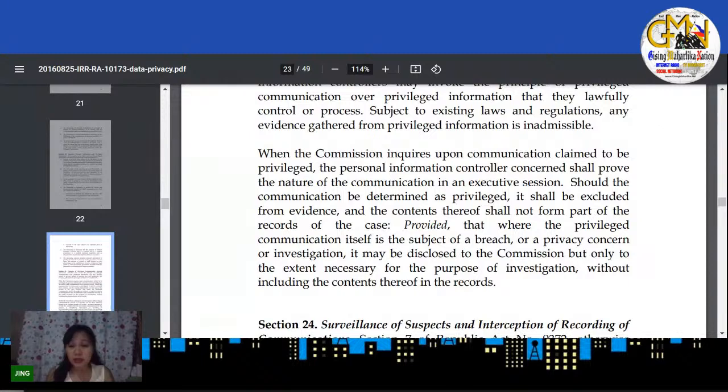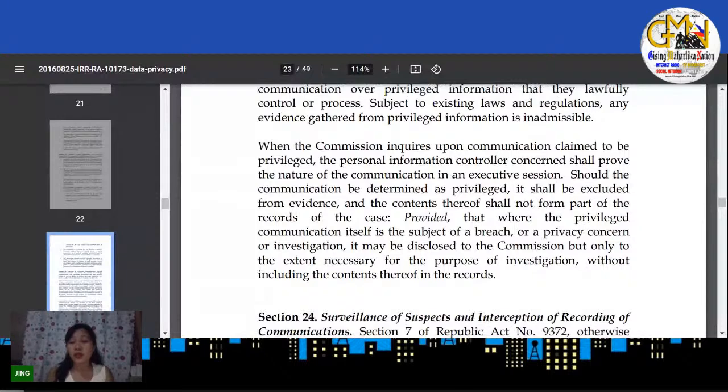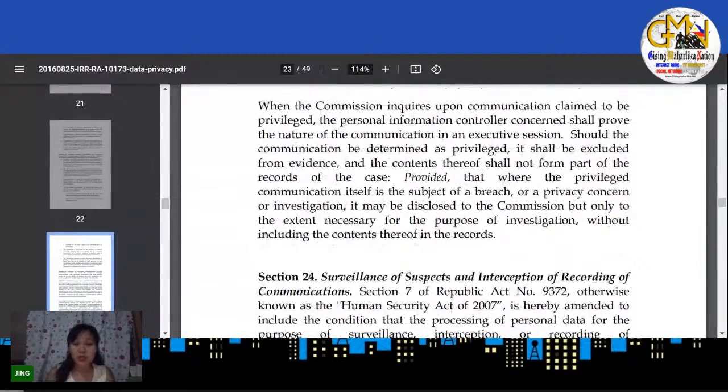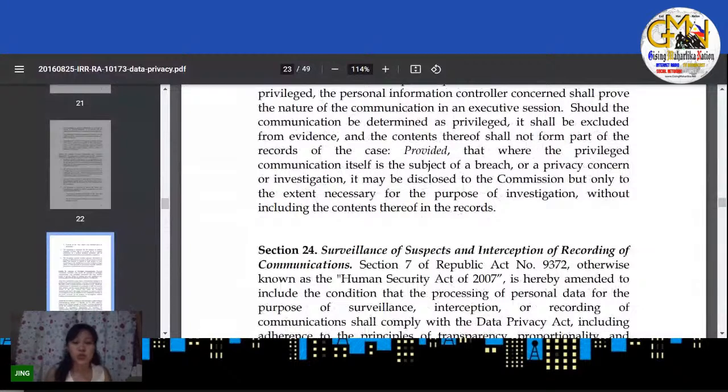The content thereof shall not form part of the records of the case, provided that where the privileged communication itself is the subject of a breach or a privacy concern or investigation, it may be disclosed to the Commission but only to the extent necessary for the purpose of investigation without including the contents thereof in the records.